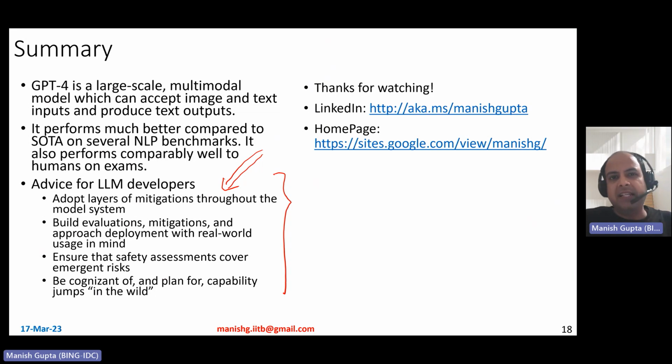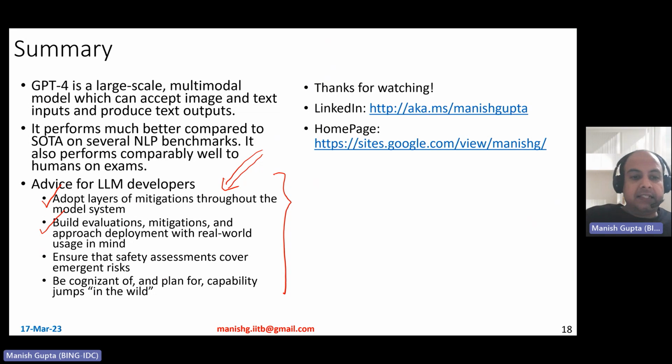Build classifiers to detect them early and just discontinue the conversation, or nicely refuse to answer the questions. Okay. So adopt layers of mitigation throughout the model system, build evaluations and mitigations, and approach deployment with real-world usage in mind, right? Make sure that if there are a billion people who are going to try this model, a few of them are going to badly screw up the model, right? So there are safety concerns because of these very few people.